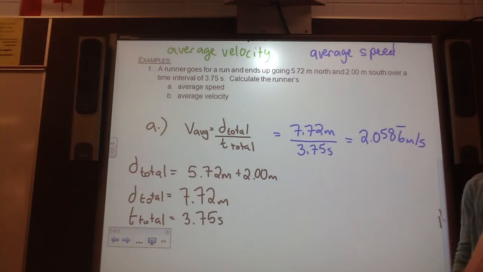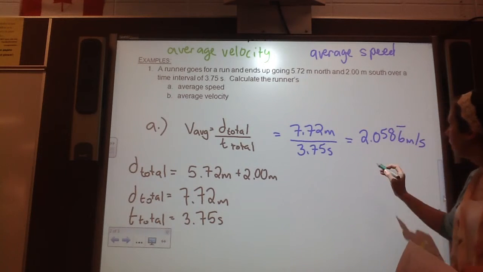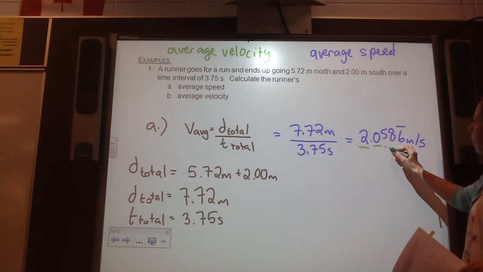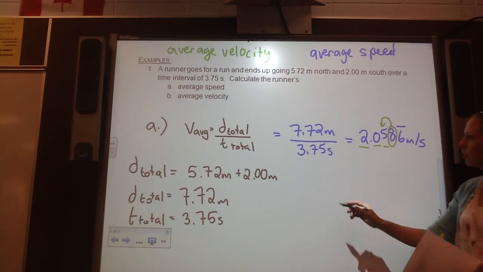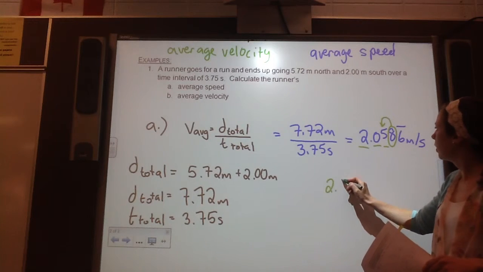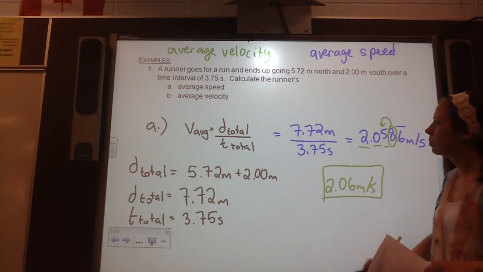Is that in sig digs? No way. Nope, no way. So I need 3 sig digs, so 1, 2, 3. Look at the numbers behind. So 2.06 meters per second. Okay, so that's my average speed.